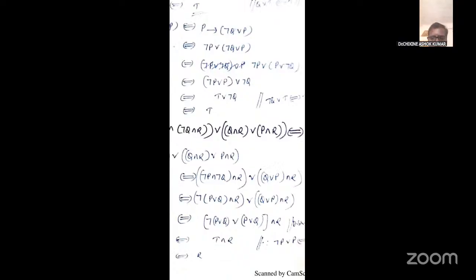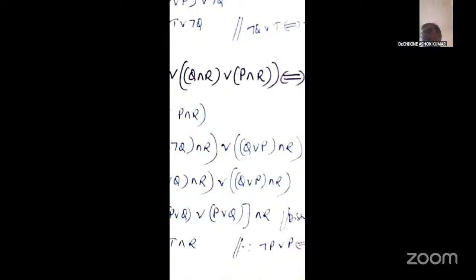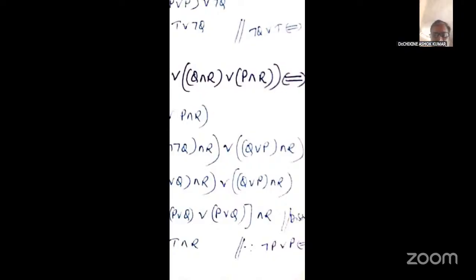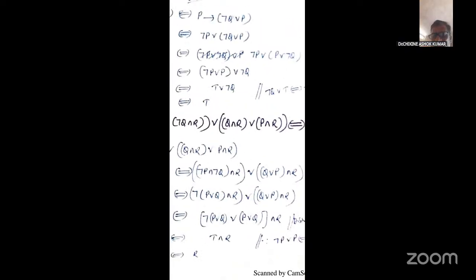Next, in the next step, I'm writing negation P union Q, union P union Q intersection of R. Why? Because in the first function we have P union Q intersection R, and in the second Q union P. Q union P is always the same as P union Q. That is the commutative property: A union B is always equal to B union A. So Q union P, I'm going to write as P union Q. Then both functions have the same quantities.